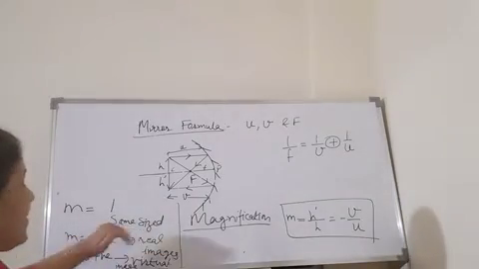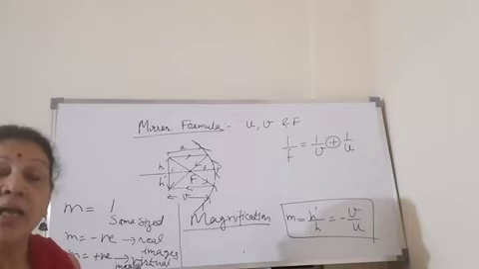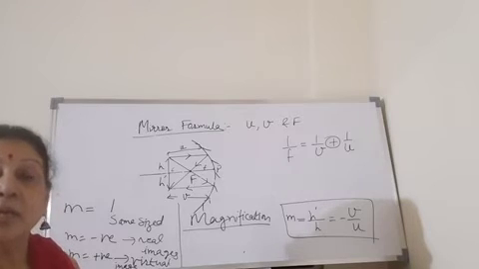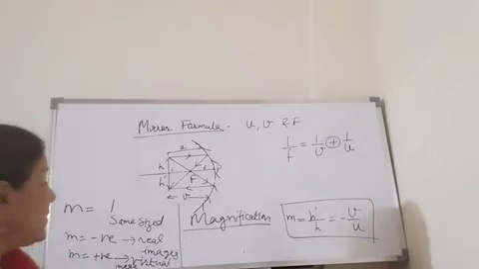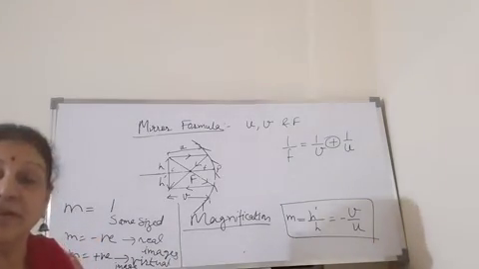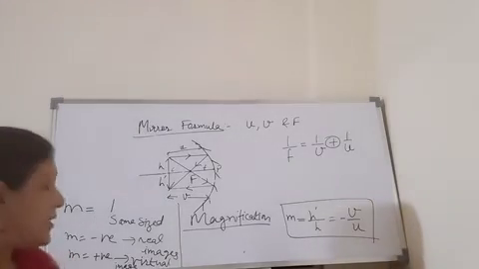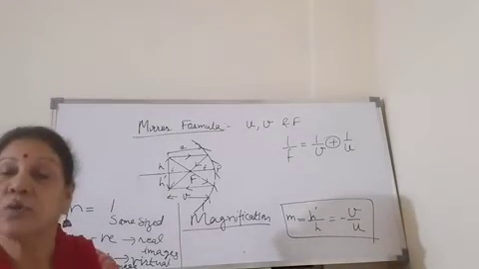When M is equal to 1, it means it's the same sized image. The size of the image is equal to the size of the object. When M is negative, it means the image formed is real and inverted. When M is positive, it tells us that the image is virtual and erect.